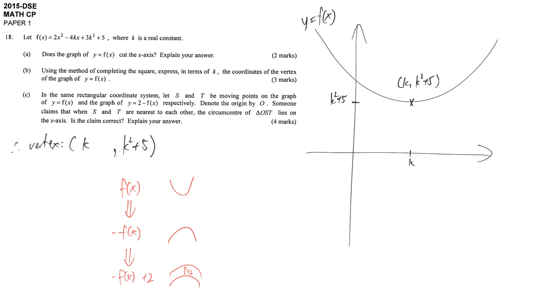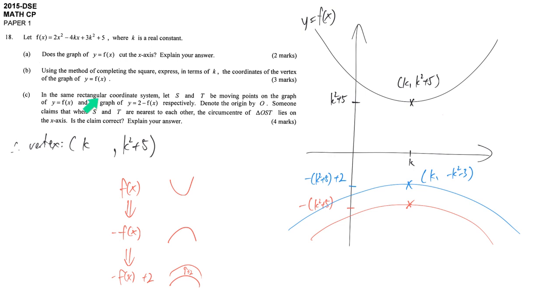So after the first change, it reflects along the x-axis, which means the new height of the vertex is negative, bracket, k squared plus 5. And then in the second change, every point plus 2, so it shifts up. The new vertex is negative bracket k squared plus 5, and then plus 2. We get the vertex, which is k and then negative k squared minus 3. That means I expand it and then combine like terms.